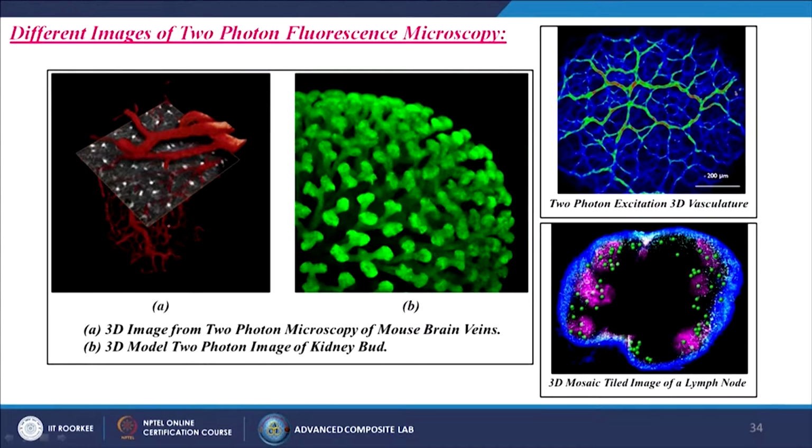First is the 3D image from 2 photon microscopy of mouse brain veins. Next, B is the 3D model 2 photon image of a kidney bud. This is the 2 photon excitation 3D vasculature, and this is the 3D mosaic tiled image of a lymph node.